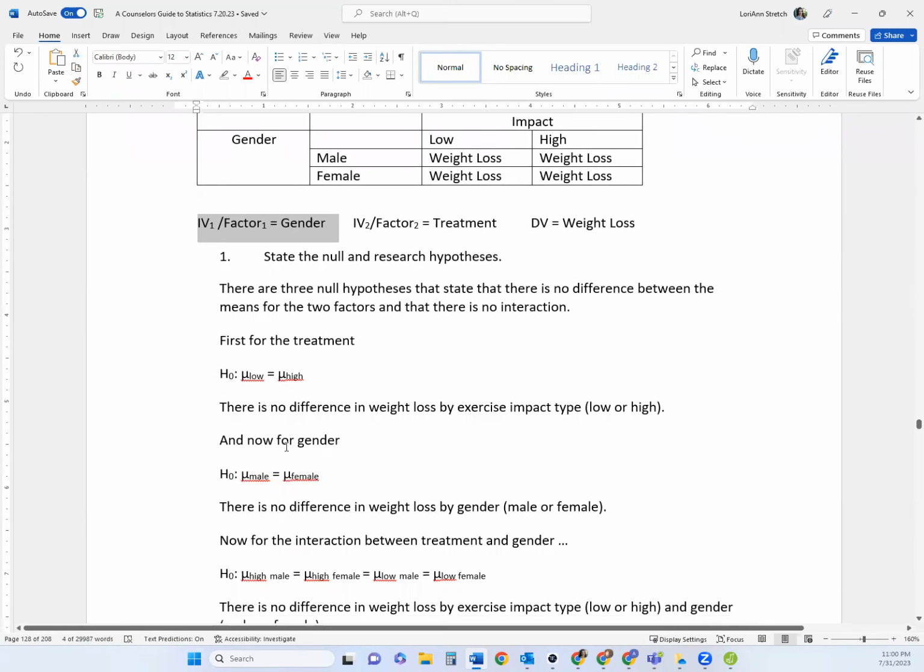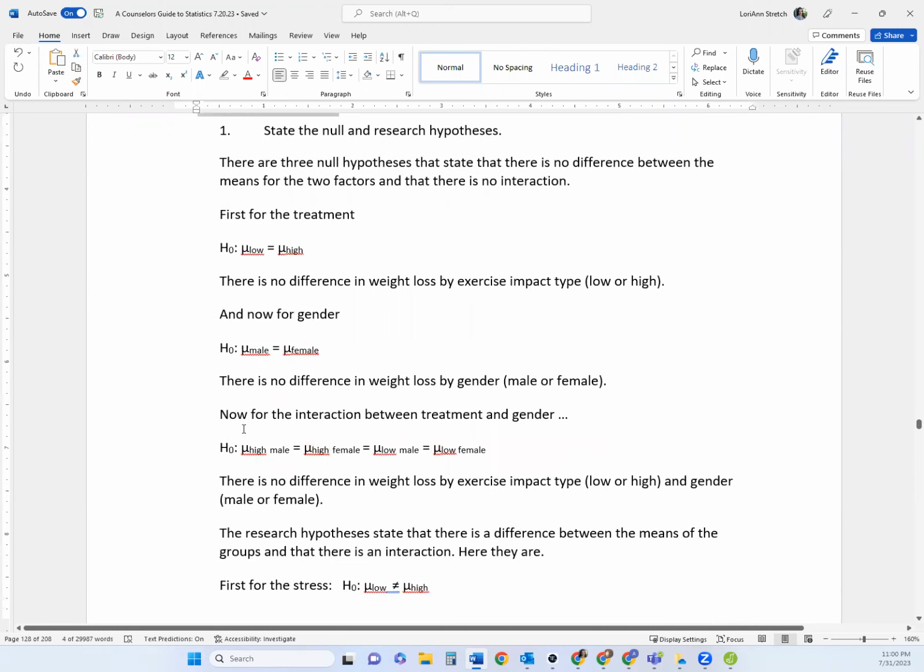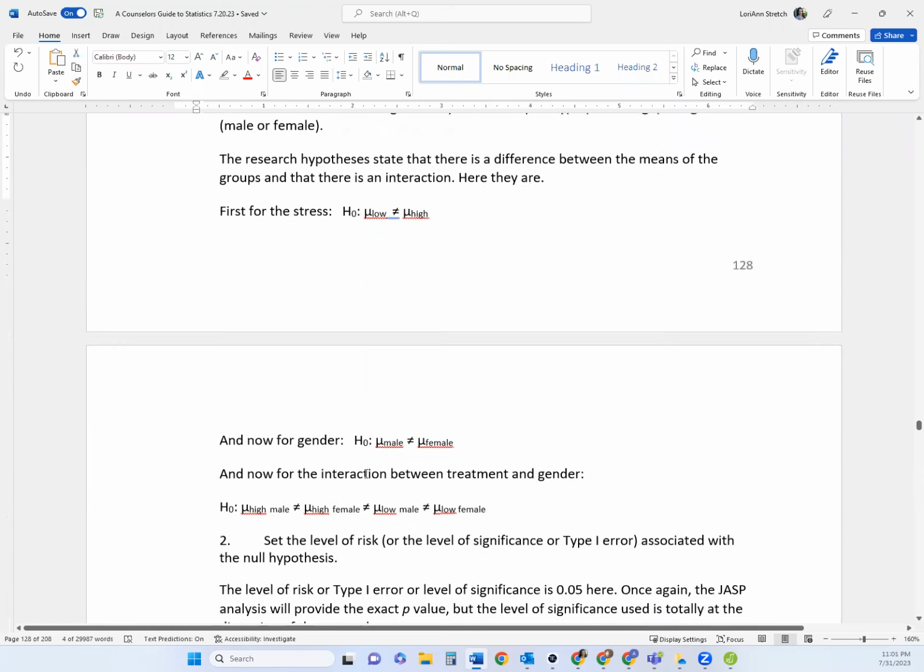We're also going to say there's no difference for gender, male and female, by weight loss. We're going to look at our interaction effect, which is going to say there's no difference between male and high impact, female and high impact, low impact male, or low impact female. And then we'll do the same for our research questions.